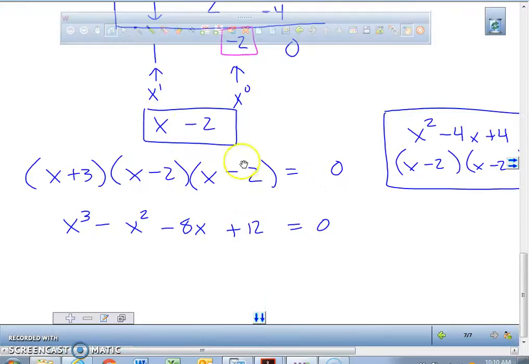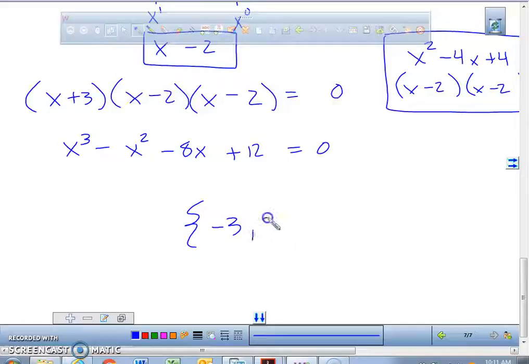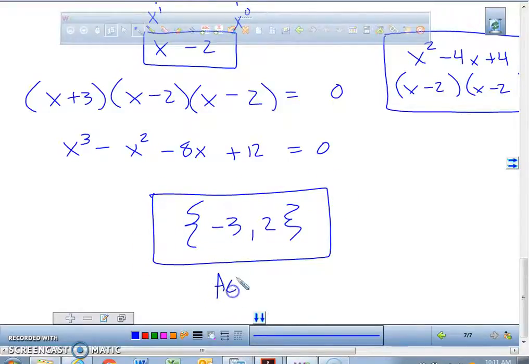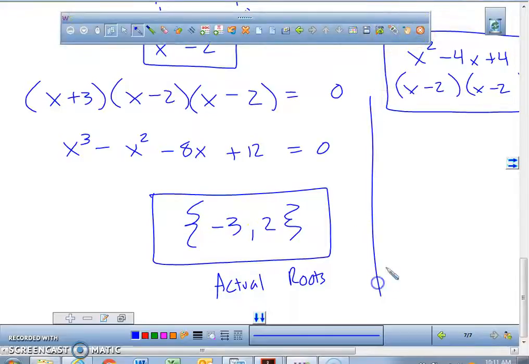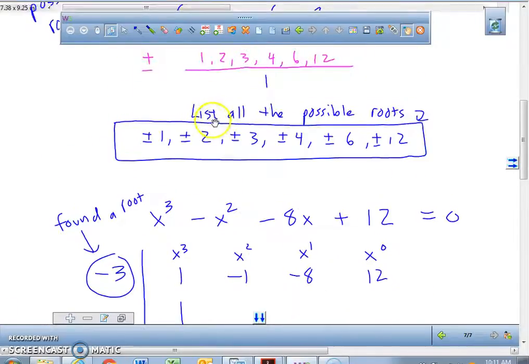The final answer, everybody, for the roots. One of our roots was a negative 3. What's the other number you could plug in here to make it equal to 0? A positive 2. Those are the actual roots. So your two answers, everybody, are the actual roots and the list of all the possible roots.